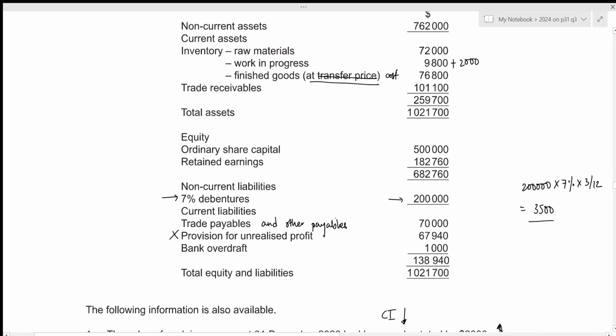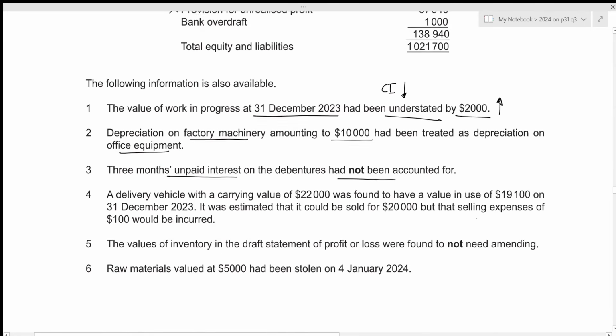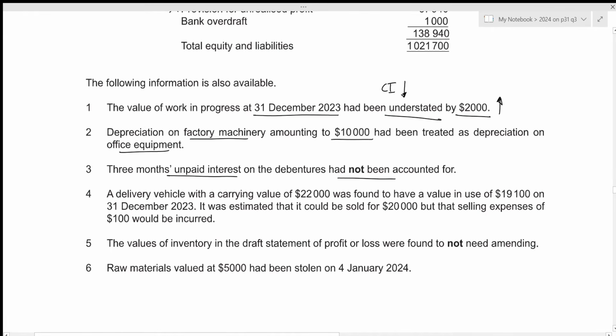So this value should now be increased by 3,500. Alright, that's all for this information. For the fourth one, a delivery vehicle with a carrying value of 22,000 was found to have a value in use of 19,100 on 31st December 2023. It was estimated that it could be sold for 20,000 but that selling expenses of 100 would be incurred.